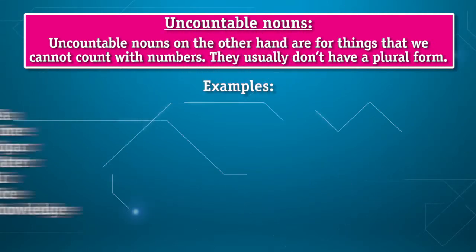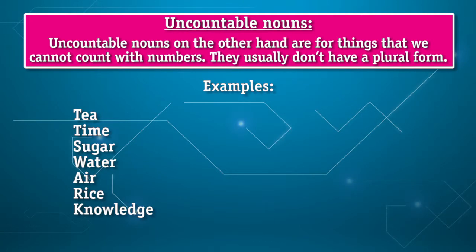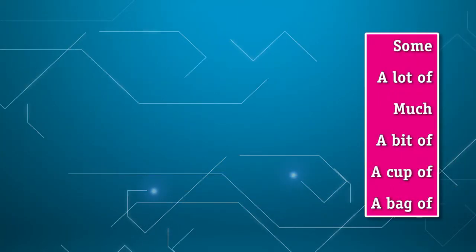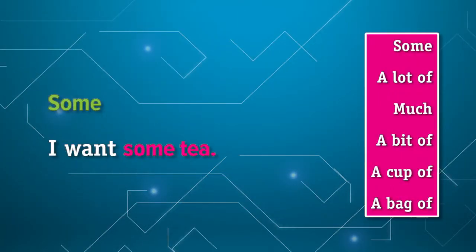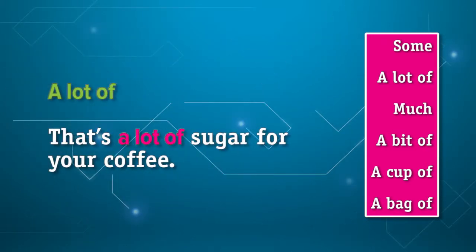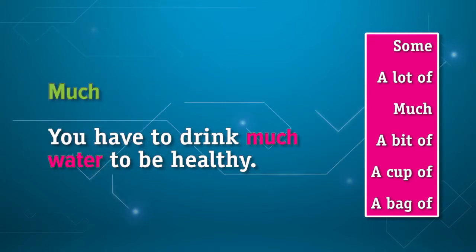Examples: tea, time, sugar, water, air, rice, knowledge. We cannot use a, an with these nouns. To express the quantity of an uncountable noun, use a word or expression like: some, I want some tea. A lot of, That's a lot of sugar for your coffee. Much, You have to drink much water to be healthy.